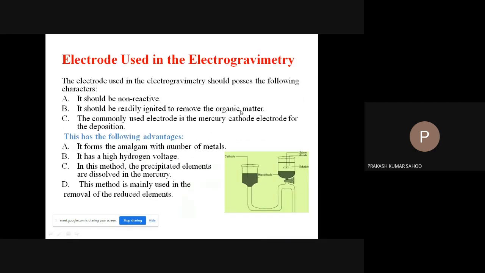Then we have the electrode characteristics used in electrogravimetry. It should be non-reactive. It is a very general thing that the electrode generally remains inert to the applied field or the solution we take.